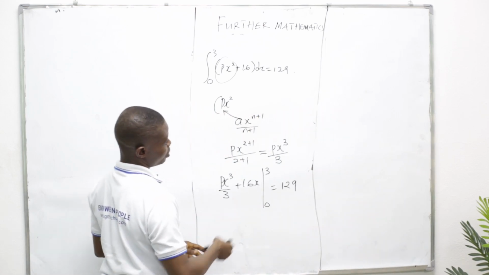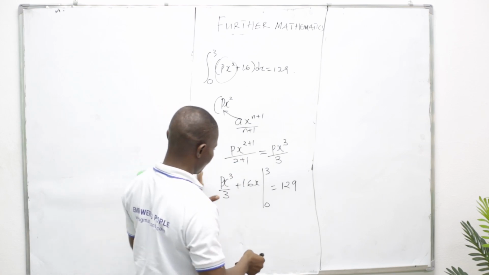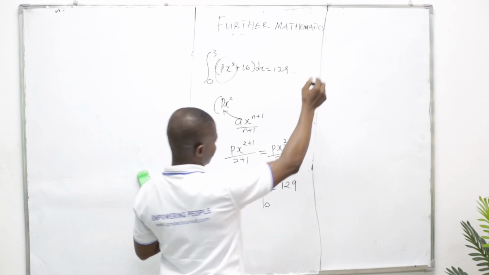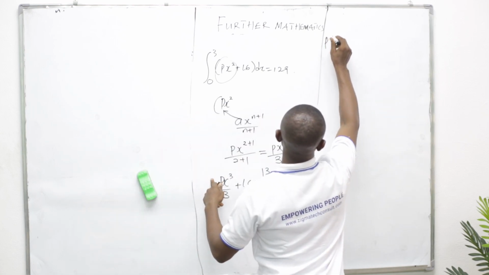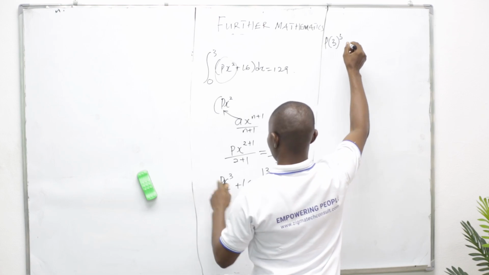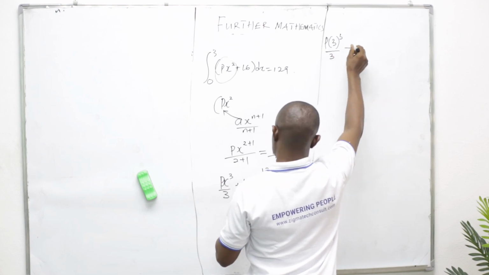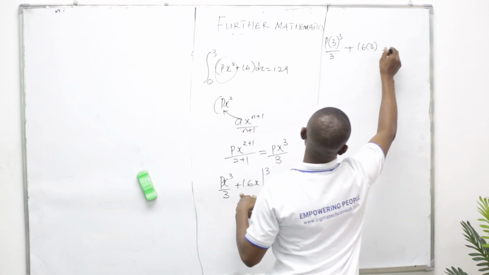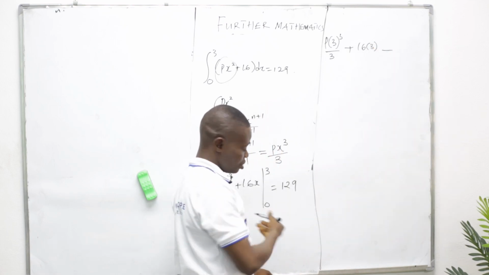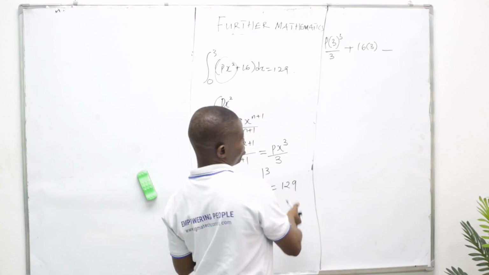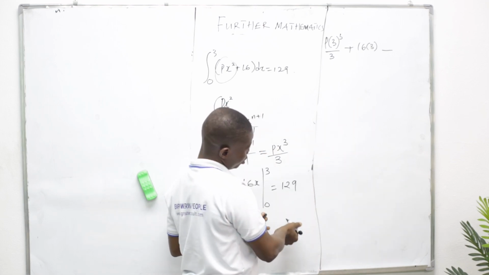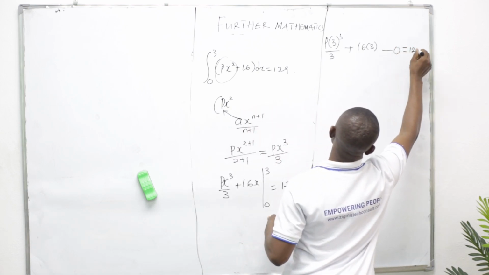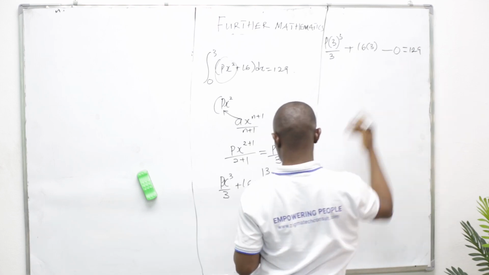Now you have this. We'll go back to our formula, uppercase minus lowercase. That is the uppercase here, p into 3 power 3 all over 3 plus 16 into 3 minus, 0 has nothing to offer. So even when you substitute the lowercase, it will still be what? 0. It has nothing to offer. Equals to 129. I think the work is easier for us at this end.